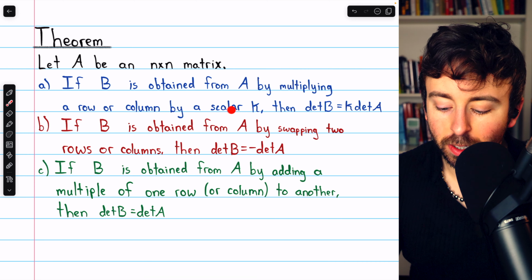This also means if we were to multiply two rows, for example, by the scalar k, then the effect would be to multiply the determinant of A by two factors of k, so k squared. Next, if B is obtained from A by swapping two rows or columns, then the determinant of B is just the negative of the determinant of A. And here in red is an example of what that could look like. On the left, we've got matrix A, but with rows 1 and 2 swapped. This determinant is just the negative of the determinant of the original matrix that didn't have that row swap.